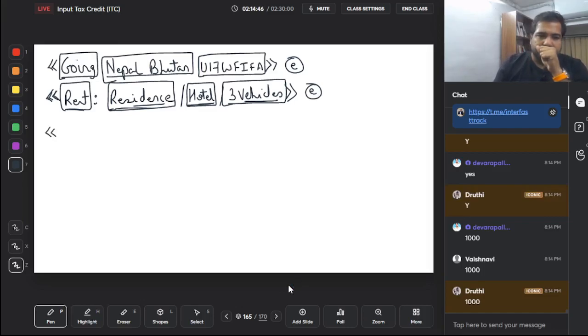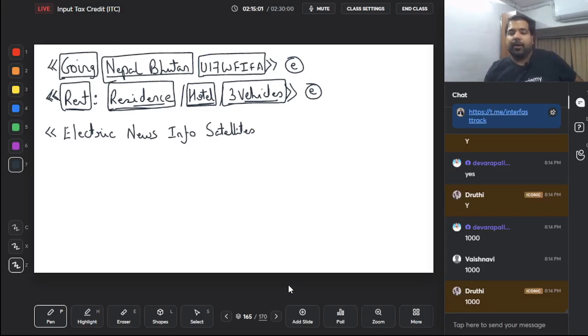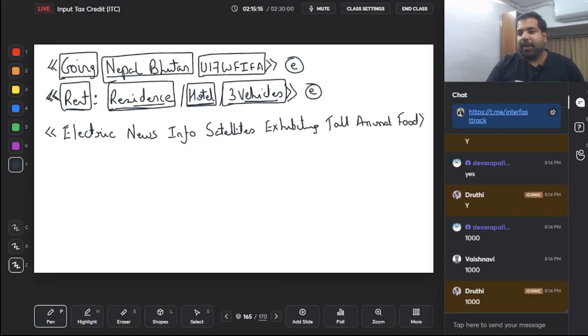We saw that there were electric news and information satellites. Guys, you saw that in Nepal and Bhutan there were electric news information satellites which were exhibiting tall animal food. Making no sense, guys, but these are shortcuts. They make no sense, but they make a lot of sense. I hope you know what I'm saying. Electric news information satellites exhibiting tall animal food. This is the next exemption. Let's check out.